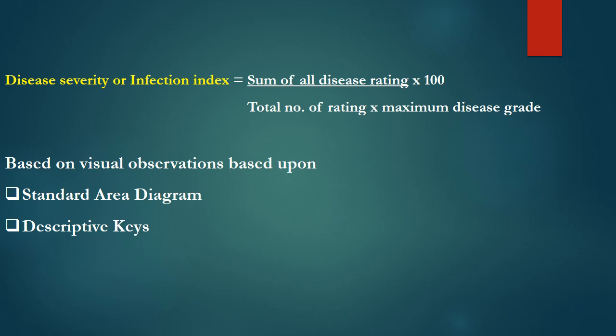There are two methods which are commonly used to measure the disease severity index. One method is known as standard area diagram and the other is known as descriptive keys. What is the standard area diagram and what are the descriptive keys, and how do they work in this formula? We are going to discuss that in the later part of the talk.